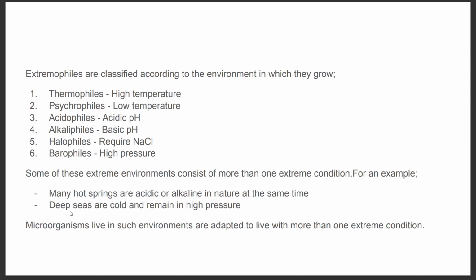And the second example is deep sea. Deep sea means when going deeper and deeper, what happens in the sea? Temperature decreases. Very cold environment. And also pressure is very high. So the microorganisms who live in deep sea can live under very low temperatures as well as under high pressures. So now look at the sentence again.